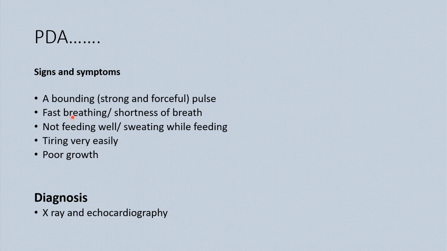Signs and symptoms: a bounding, strong and forceful pulse is palpable. Breathing of the kid would be fast, or there would be shortness of breath, leading to intolerance of exercise and easy tiring. Due to this fast breathing or problem in breathing, the child would not be able to feed well, or there would be sweating while feeding, leading ultimately to poor growth.